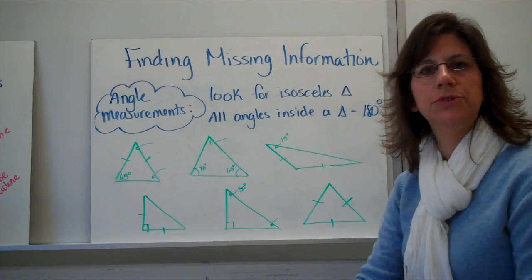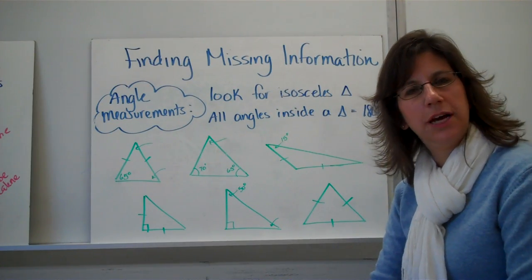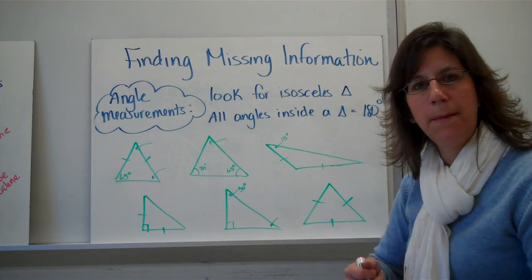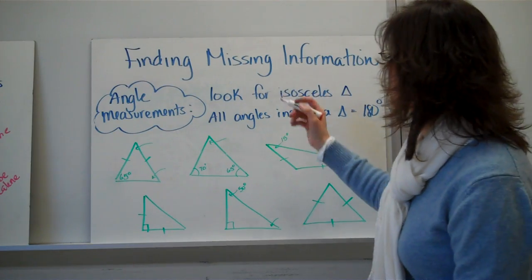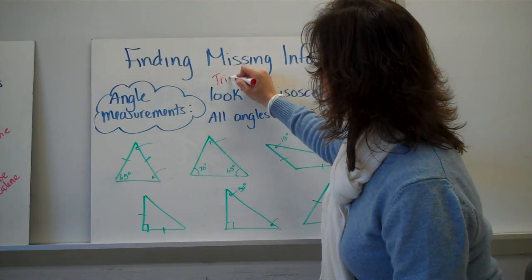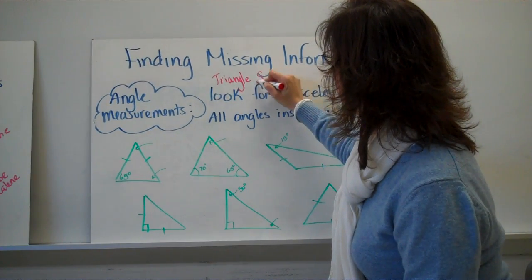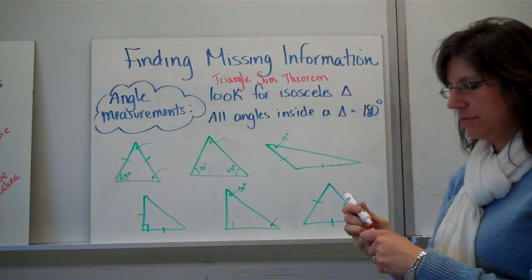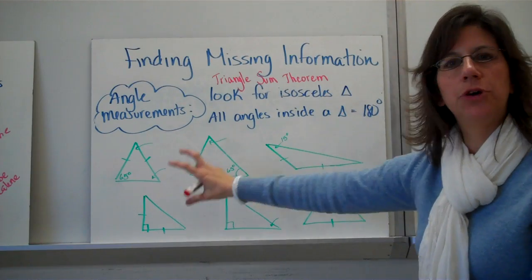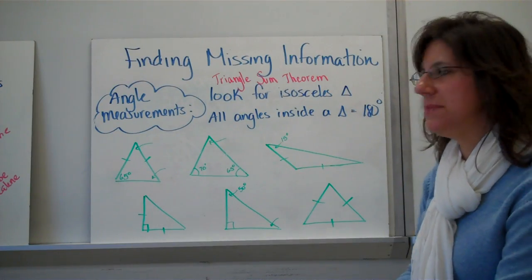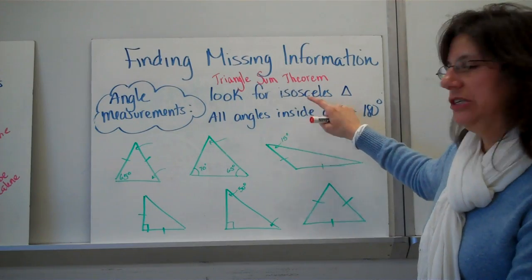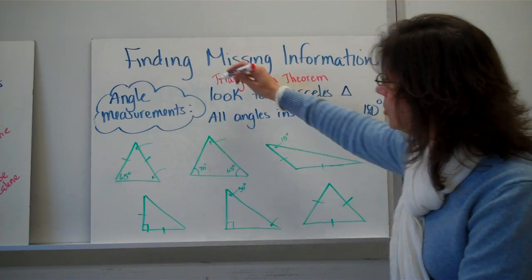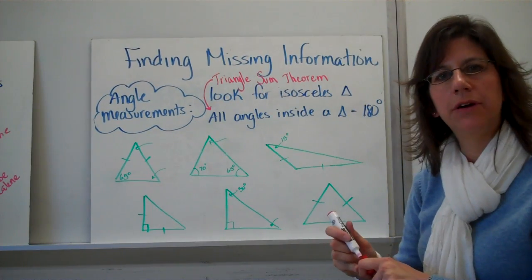Alright, now we can also use different pieces of information and clues to help us figure out the angle measurements inside of a triangle. And this is called the Triangle-Sum theorem. And I will write that maybe right here for you. You're going to use what you get from your picture, your design, and help you figure out what's missing. Looking for isosceles triangles can be very helpful to you, and also remembering that all the angles equal 180 degrees, and that's the triangle-sum theorem.